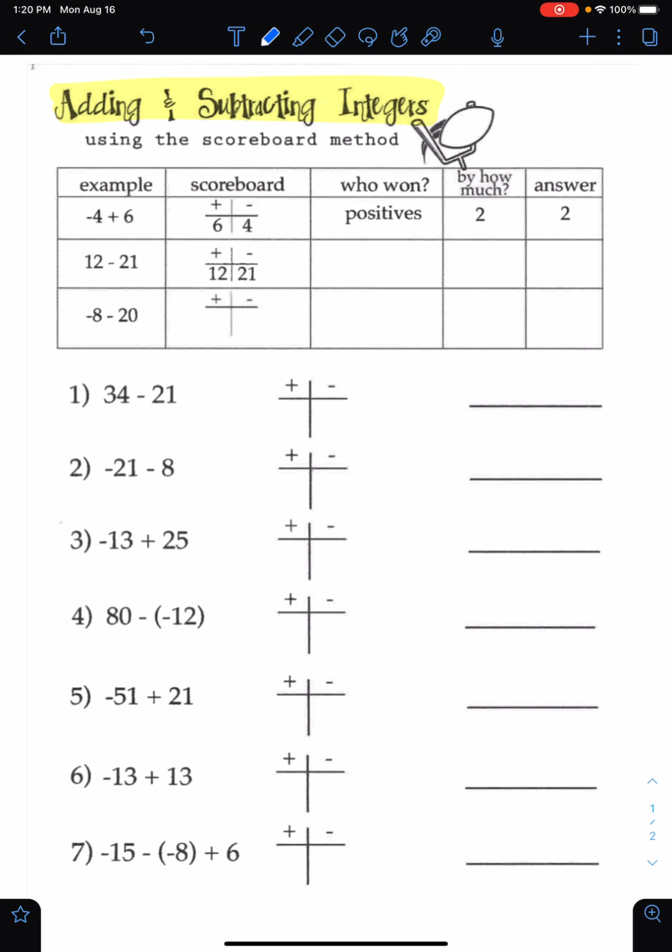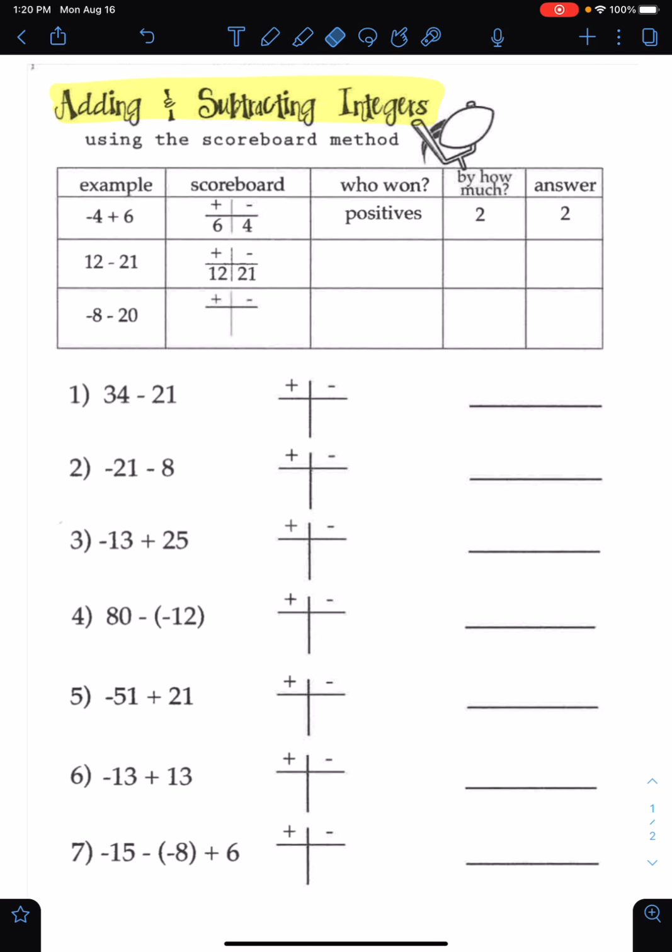So let's set up, well, the first one's done for us, so let's look and see how it is set up. If we have the problem -4 plus 6, we can see that there are 4 negatives and there are 6 positives. So the team that wins is the positive team because the positive team has more points. And the positive team has 2 more points than the negative team. So we will say that the positive team wins by 2, which means the answer is positive 2, because the positive team won.